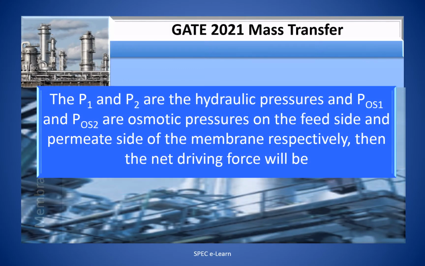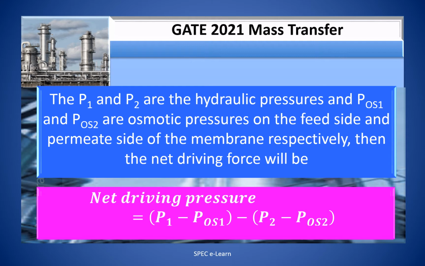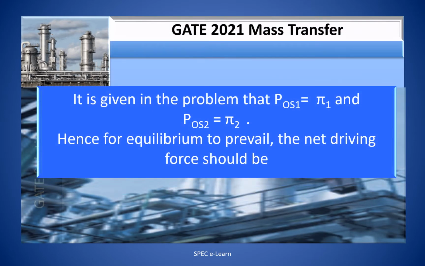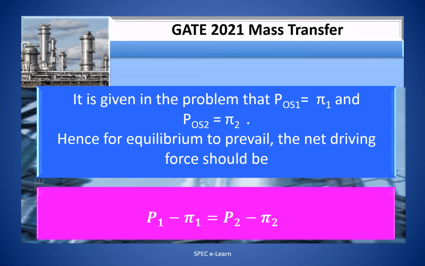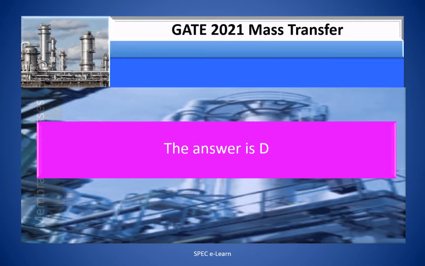The P1 and P2 are the hydraulic pressures and Pi1 and Pi2 are osmotic pressures on the feed side and permeate side of the membrane respectively. Then the net driving force will be P1 minus Pi1 minus P2 minus Pi2. It is given in the problem that the osmotic pressures are Pi1 and Pi2. Hence, for equilibrium to prevail, the net driving force should be zero, that is P1 minus Pi1 equal to P2 minus Pi2. Hence, the answer to the problem is option D.